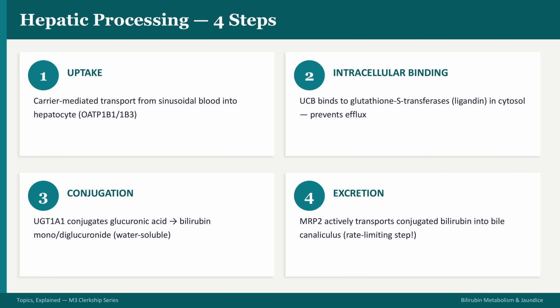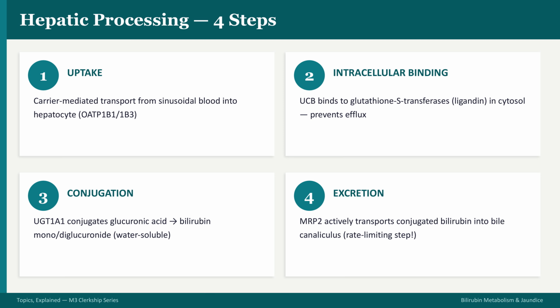Now let's follow that albumin-bound unconjugated bilirubin as it arrives at the liver. Hepatic processing involves 4 distinct steps, and understanding each one helps you pinpoint exactly where things can go wrong. Step 1 is uptake. Bilirubin separates from albumin and enters the hepatocyte through carrier-mediated transport involving proteins like OATP1B1 and OATP1B3. Step 2 is intracellular binding.